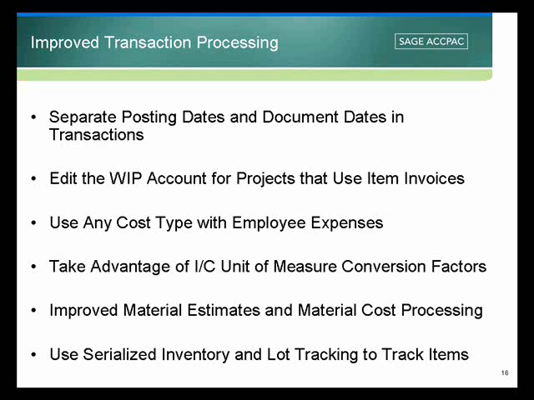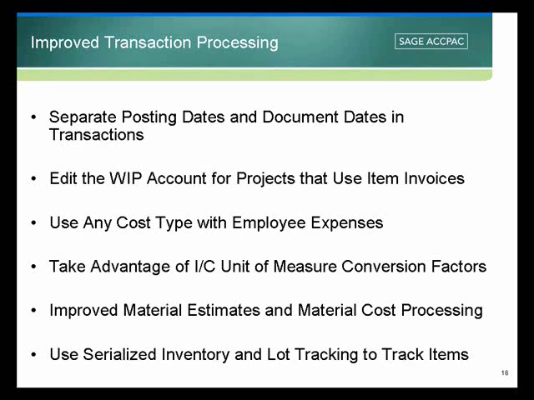Improve material estimates and material cost processing. In version 5.5, estimating and processing materials costs and revenues for standard projects is now very convenient. You can now use a price list when processing material usage and material return transactions, and even when setting up revenue estimates for materials on standard projects. When setting up cost estimates for material on standard projects, you can use the cost for an item in inventory control.